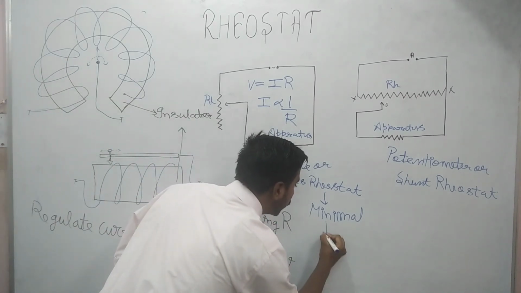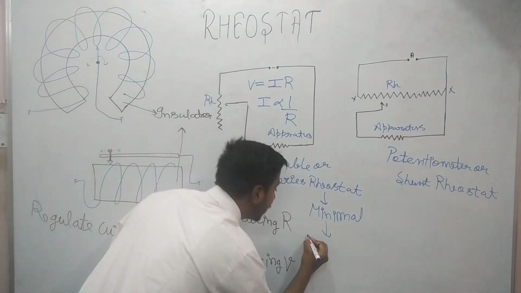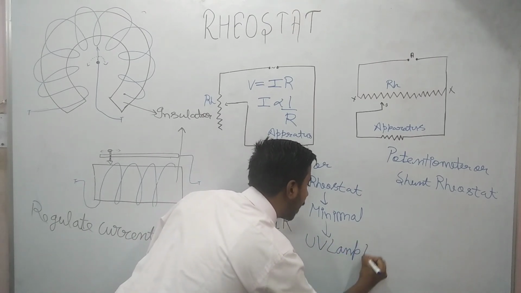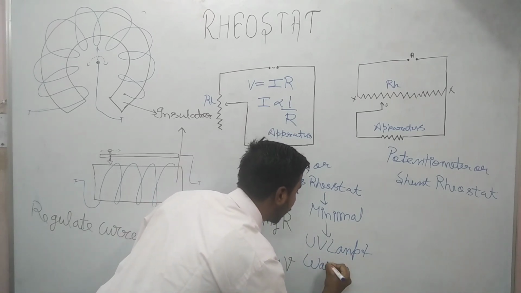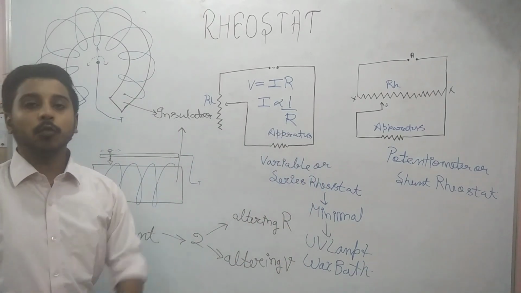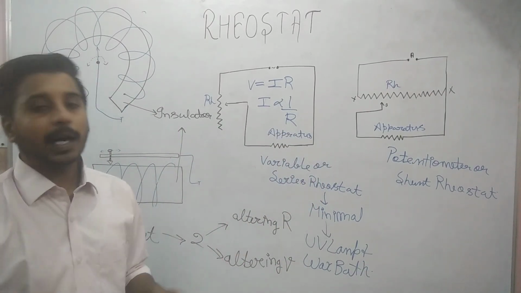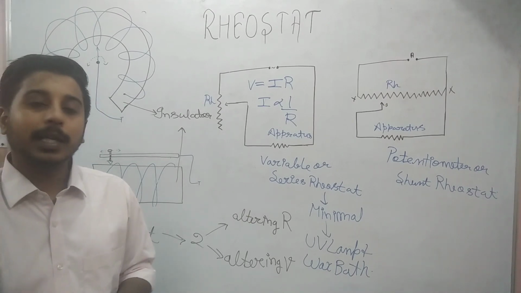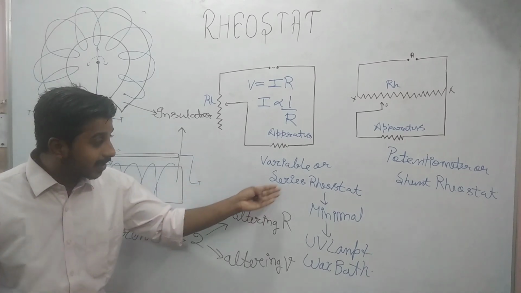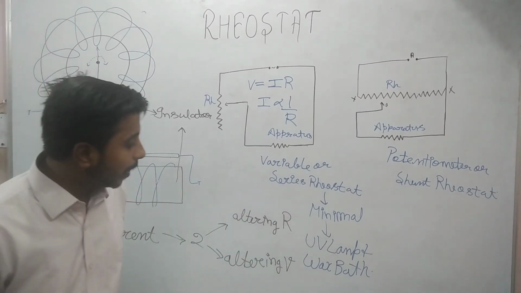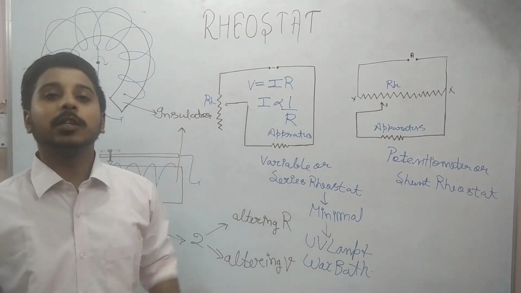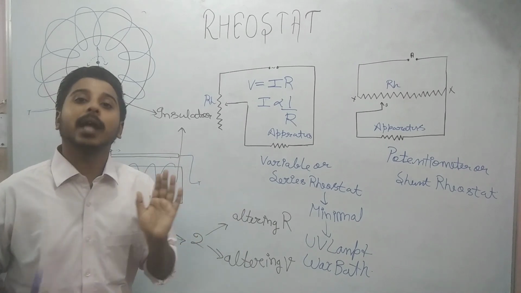So it is used in heating devices such as the UV lamp and the wax bath, which is the paraffin wax bath. In these two modalities it is used. It is often asked in Viva which of our modalities have a rheostat in it and which type of rheostat. So you will say a variable or series rheostat is present in the UV lamp or wax bath, where the current never approaches 0. It is at a minimum value but has some value.